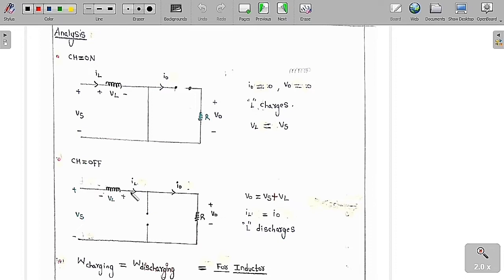If you apply KCL here, IL is equal to I0. The inductor is going to get discharged. So whenever the chopper is off, the output voltage is the summation of the source voltage and the inductor voltage, and the inductor is going to get discharged. Therefore IL is equal to I0.